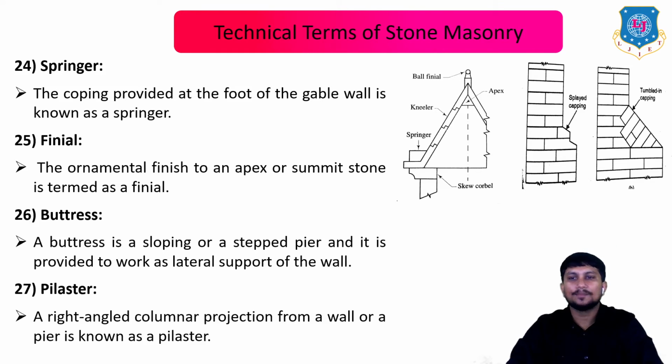Okay, next is buttress. A buttress is a sloping or stepped pier, and it is provided to work as lateral support of the wall. Okay, next is pilaster. A right angle columnar projection from a wall or a pier is known as pilaster. Okay.